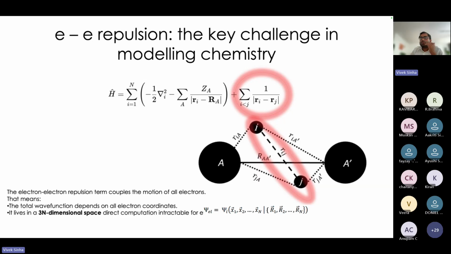And dealing with this Coulomb term, the correlation in electrons that is introduced by it, is what scientists have been dealing with for a long time. And there is no exact solution yet for general systems. But there are ways to solve it.